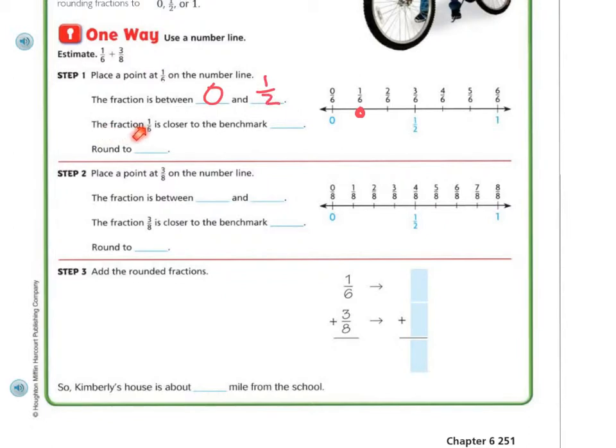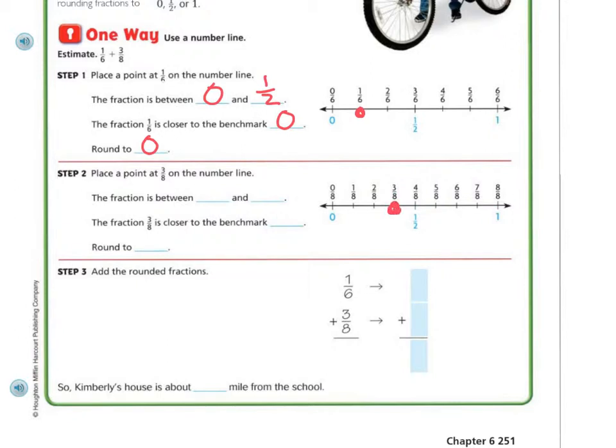The fraction is closer to the benchmark. Which is it, closer to 0 or closer to a half? If I'm looking at the length from here to here, and the length from here to here, I can definitely say it's closer to 0. So I'm going to round to 0. Okay. Now we're going to place the point 3/8 on the number line. So let's do that. There's 3/8.